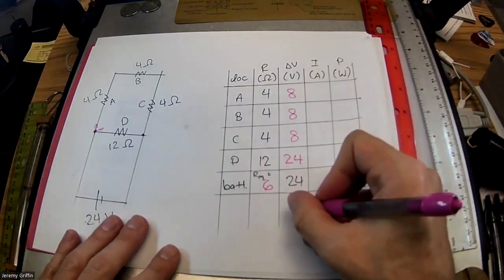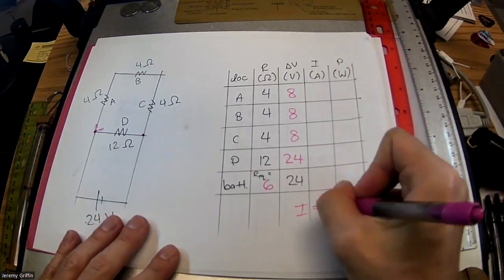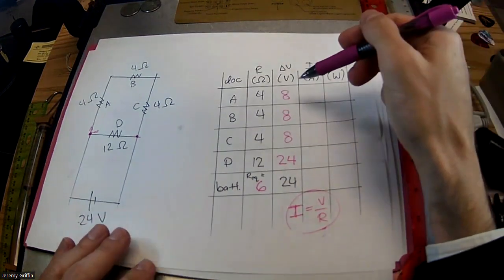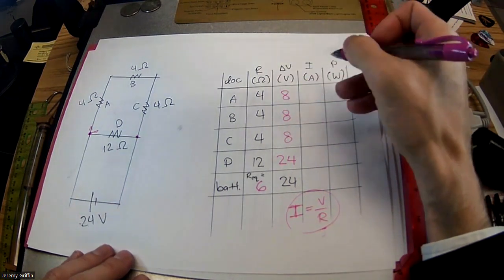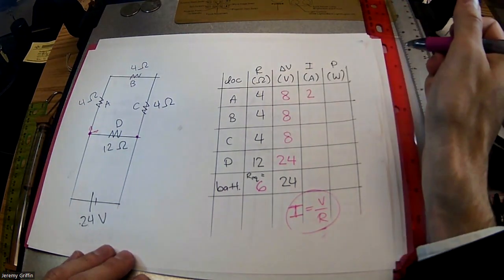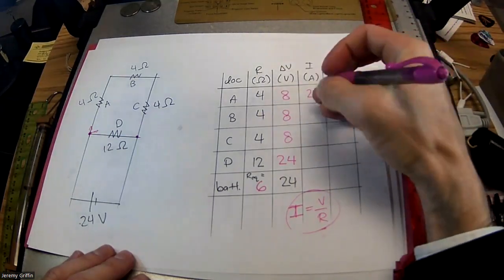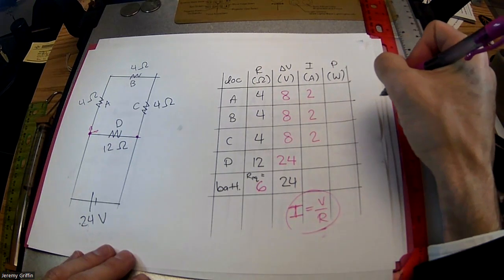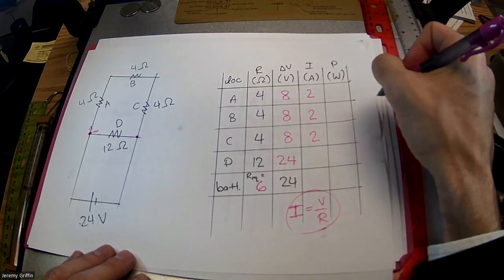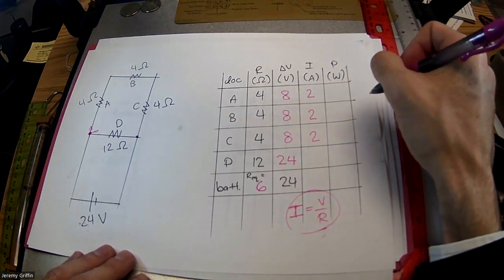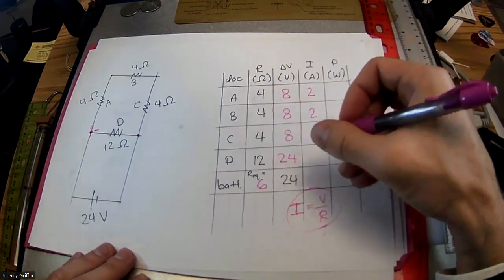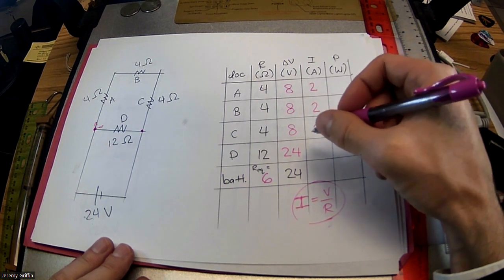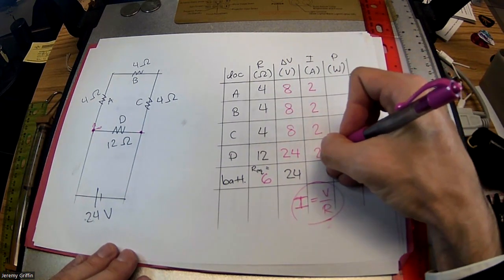Current in amps. Is current equal to voltage over resistance? So we've got 8 volts on 4 ohms. Is that 2 amps? 8 on 4 is 2. Right on. All right, how about resistor D? How many amps go through resistor D? Did I do that right? Yeah, that would also be 2 amps that way, wouldn't it?